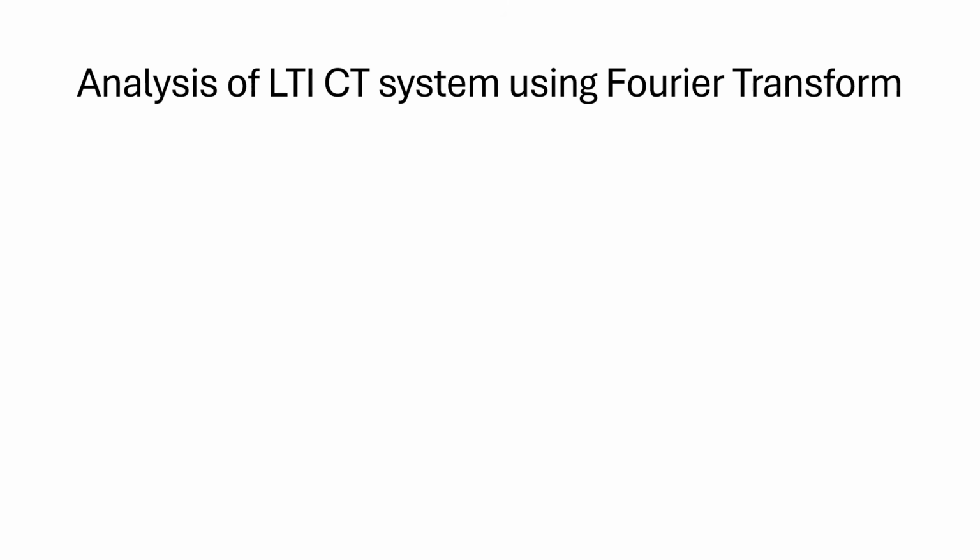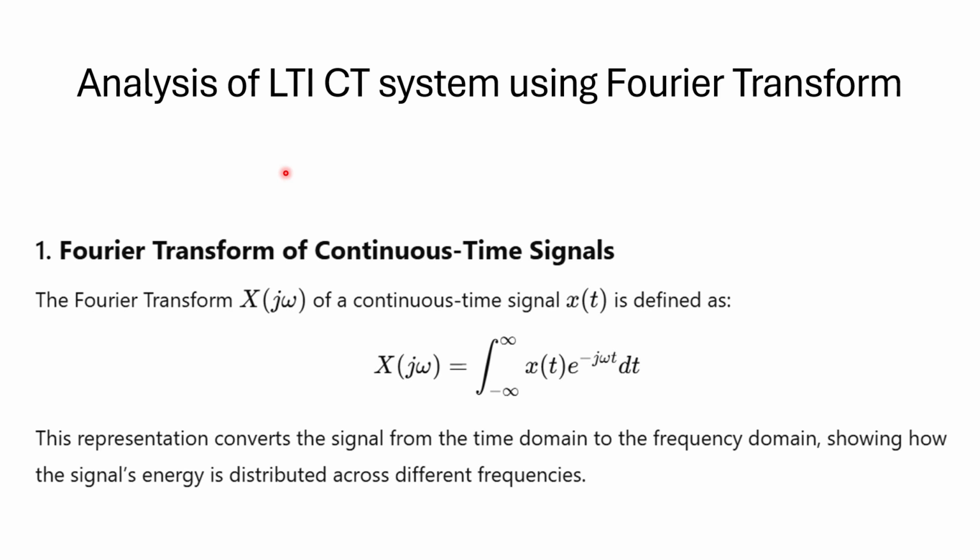Now let's talk about the analysis of LTI. LTI is your linear time invariant continuous time system, right? So how does it behave? First of all, the Fourier transform of continuous time signals we can write like this. So x of t is the function in the time domain, and this is the factor that we are multiplying by in order to convert into the frequency domain, right?